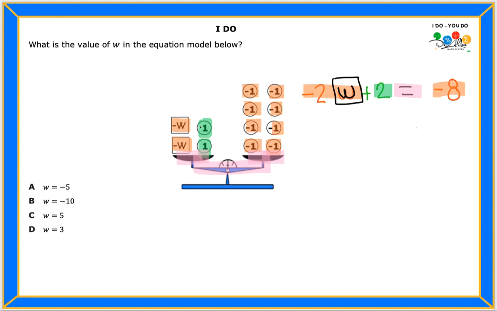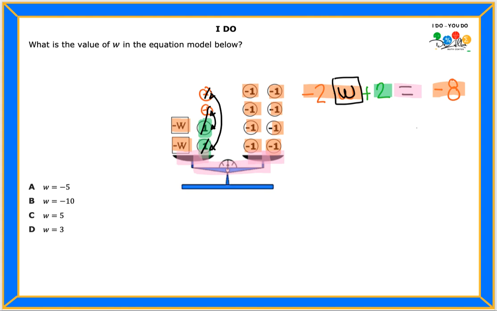I get started by removing the ones, not the W, because the W is what I'm trying to figure out. To remove these positive 2, I have to do the opposite. I need to make them zeros. The way to make them zeros is by adding two negatives. Why? Because every time I have one negative and one positive, they become zero pairs. So they disappear. This one and this one become a 0, and this one and this one become a 0, because they have the same value with opposite signs.